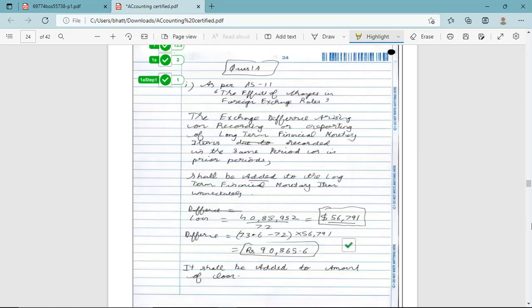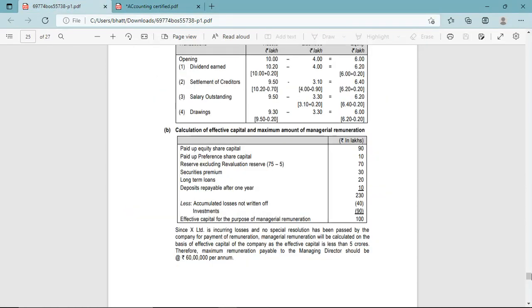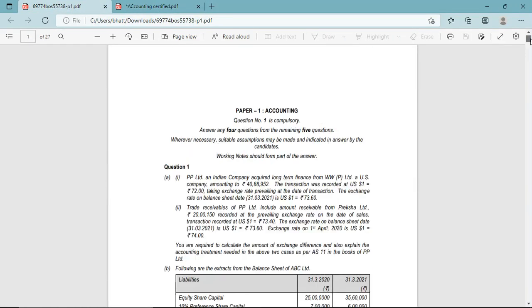Then comes the accounting standard questions. I got only 13 and a half marks, means 6.5 marks, so 7 marks were cut from this. If I had got full marks here, it would have been 94 out of 100. I'll show you.